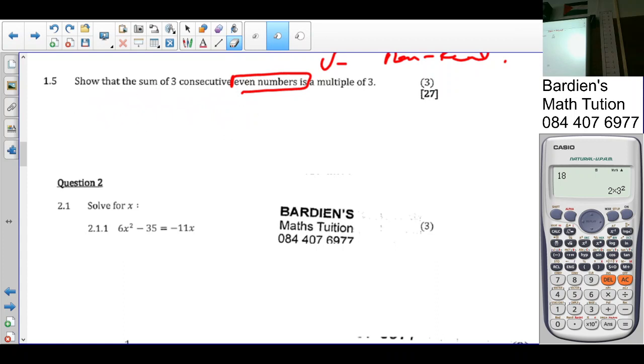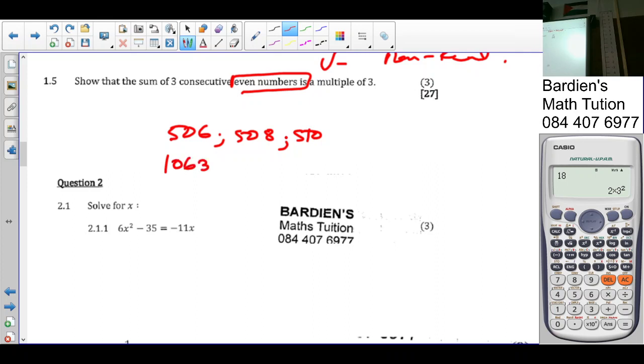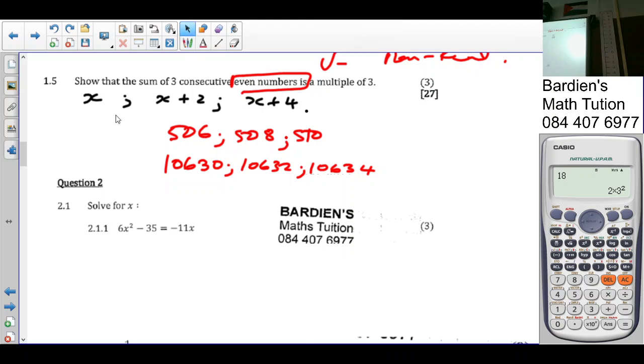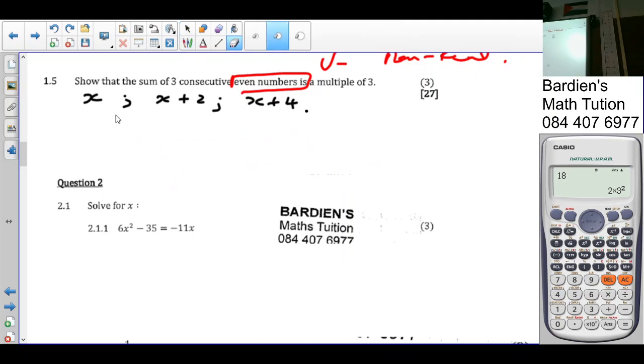So, go again. If it was 506, it would have been 508, 510. Then 10,632, 10,634. So with even consecutive numbers, I'm adding 2 all the time. So the first number is x. The next one is going to be x plus 2, then x plus 4. Those are the first 3 consecutive even numbers.